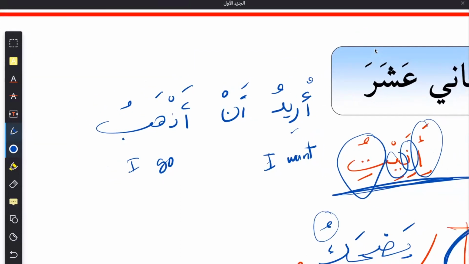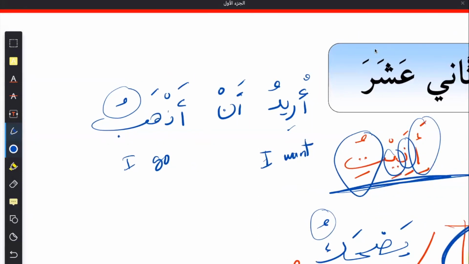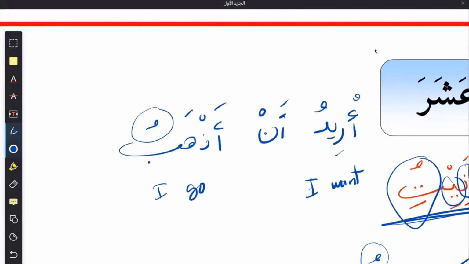Here's what we mean by that: the verb's ending also changes. It was dhamma before, but what happens when the an comes? We've seen this. The reason why I'm spending a little bit of time here is that we've seen it, but we are not studying it. When we say an, this ending will change. Yes, it will become mansub. It will get a fatha.